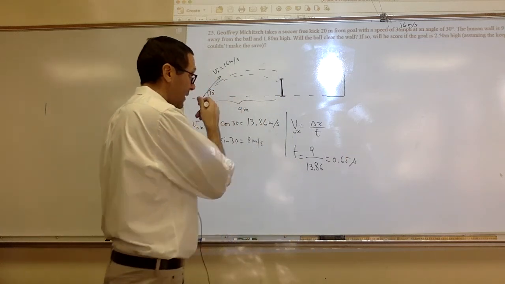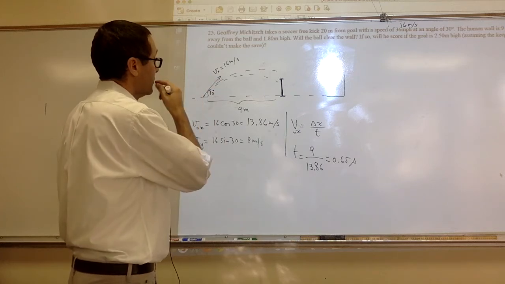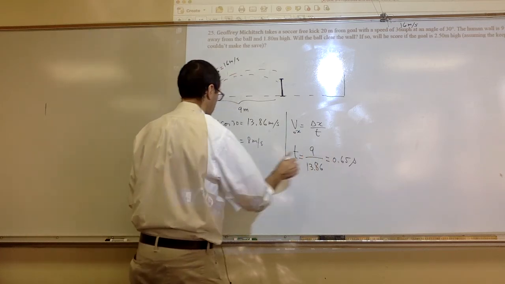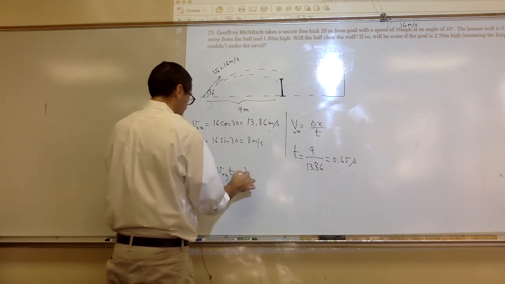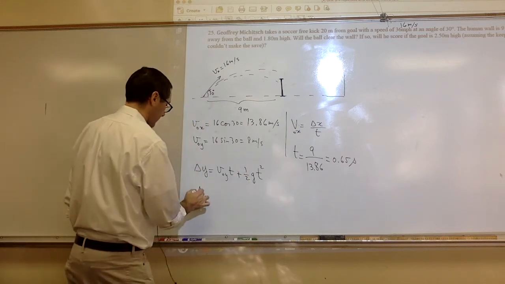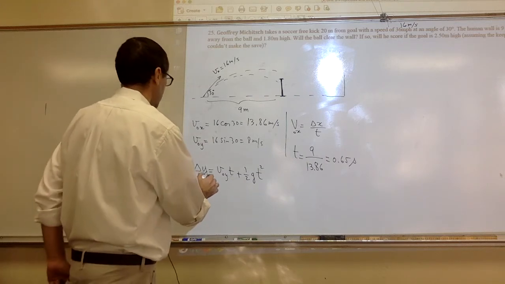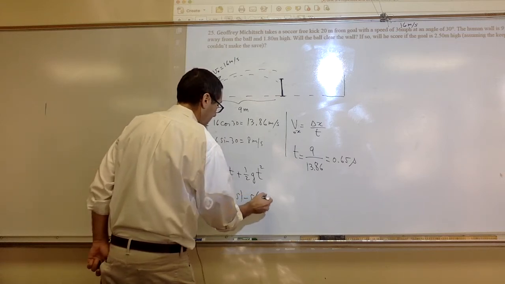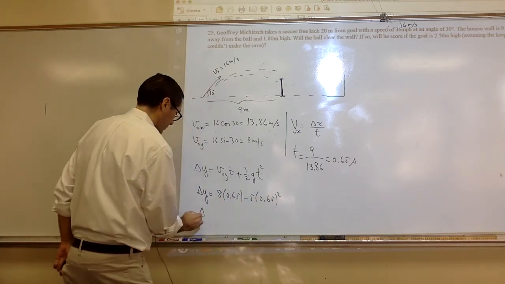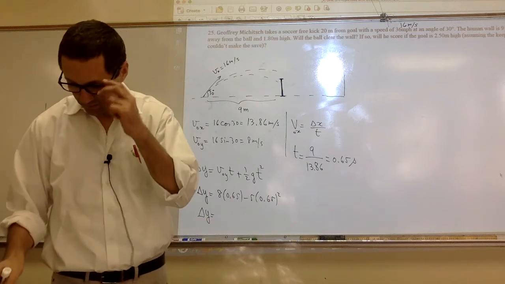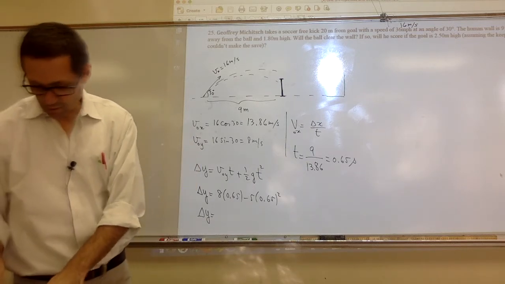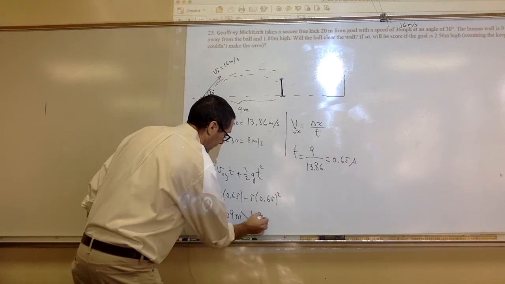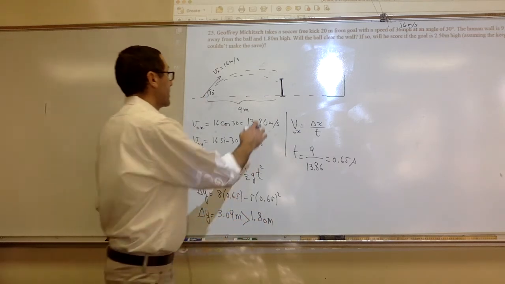So basically it's going to take 0.65 seconds to get to the location of the wall. Now whether it's going to clear it or not, we'll have to find the delta y after this much time has passed. All right. V0y is 8 times 0.65 minus 5 times 0.65 squared. So the delta y is equal to 3.09 meters, and that's greater than 1.8 meters, which is the height of the wall. So the ball is going to clear the wall.